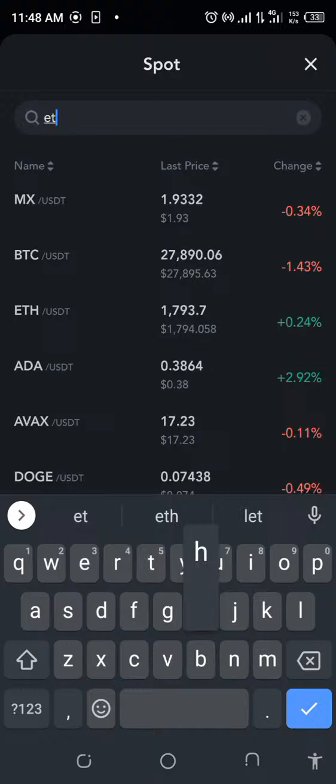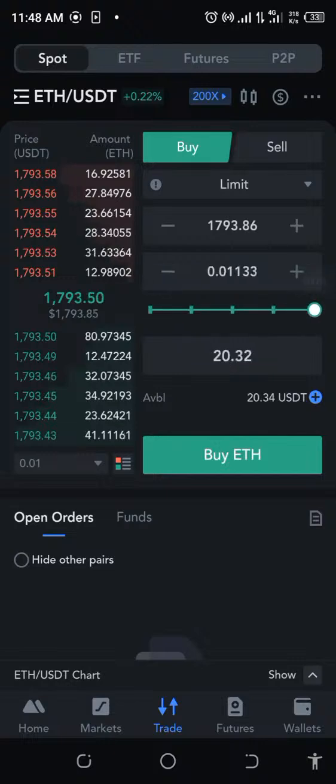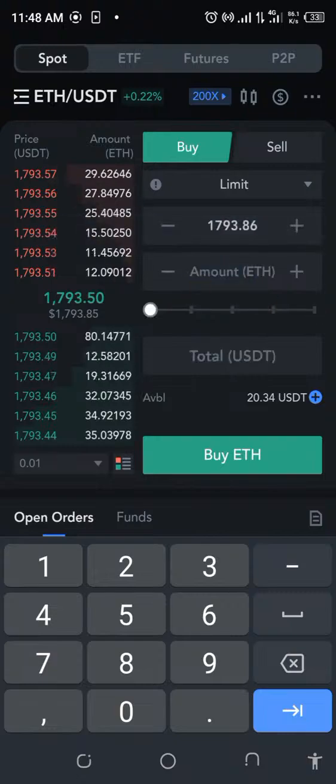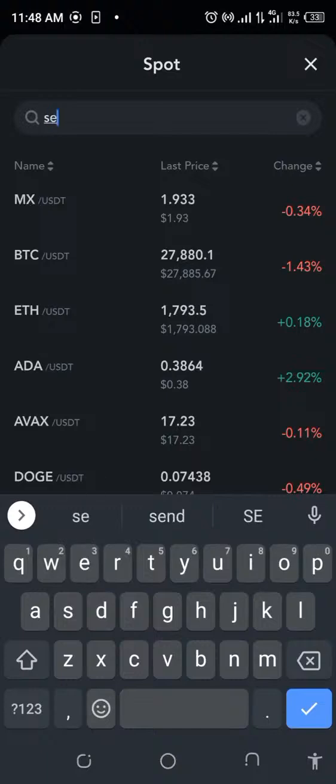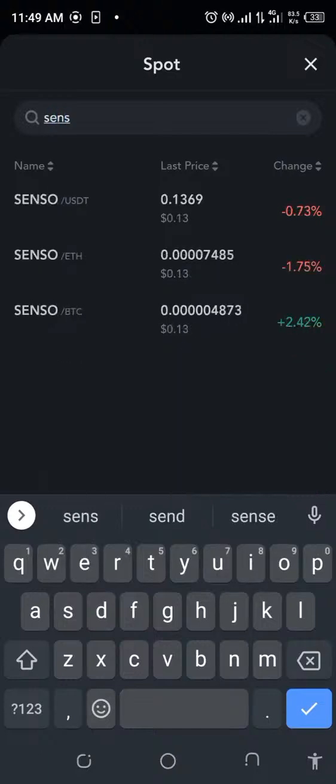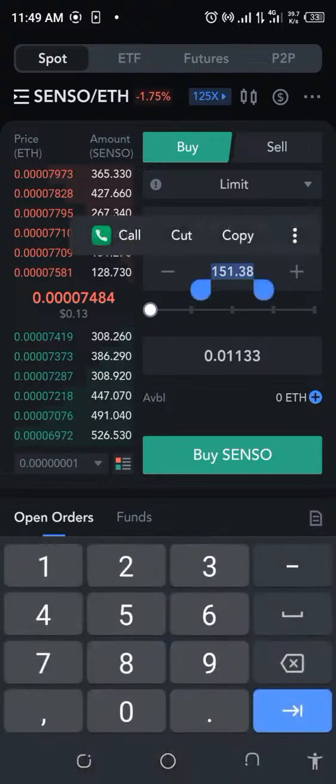So we need to buy ETH first, all right? And then we're going to have to buy that first. It's not picking up everything, but let's go with that. Cut, then let's go to Senso ETH. Okay. And then we paste in our ETH here. Wow, looks like this is gonna work. Okay. Well, let's go ahead and finish it up.